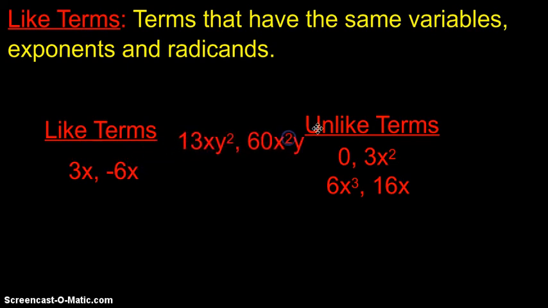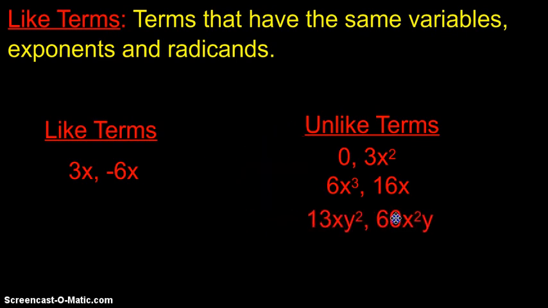This one's actually a pretty tricky one. They do have the same variables, they have the same exponents, but they don't have the same amount of each variable. So the exponents actually have to be the same for the accurate variable. This is 13xyy, and this is 60xxy. They're actually different, even though they look the same. So these are unlike terms.